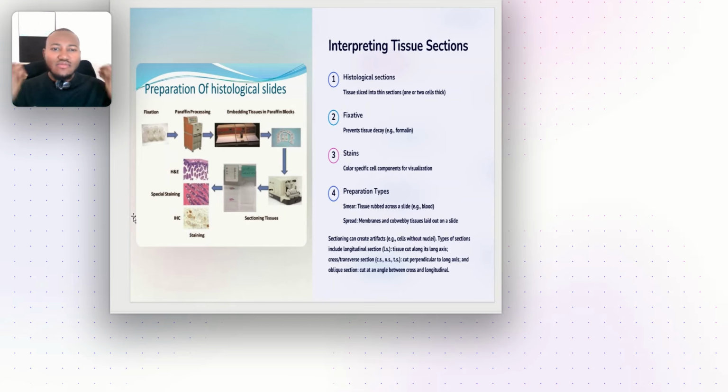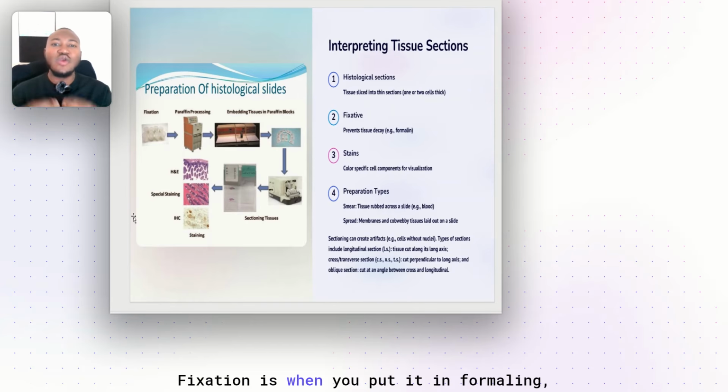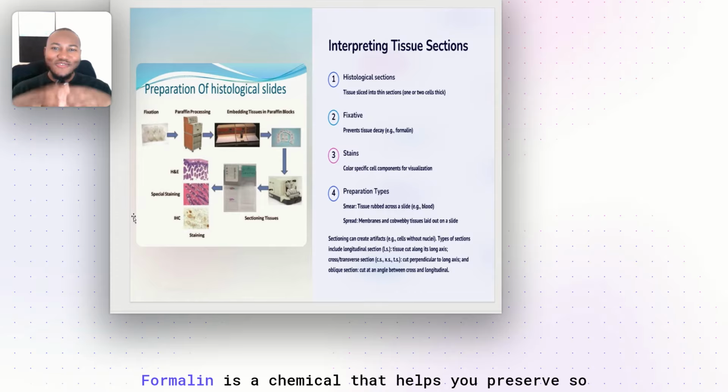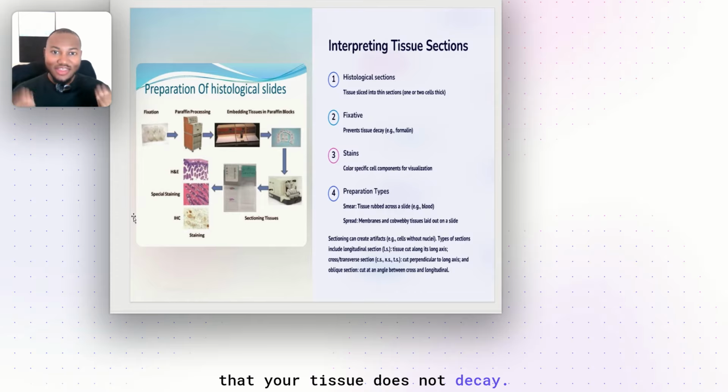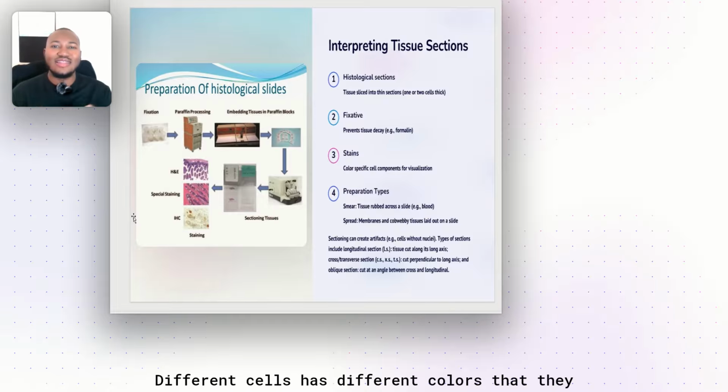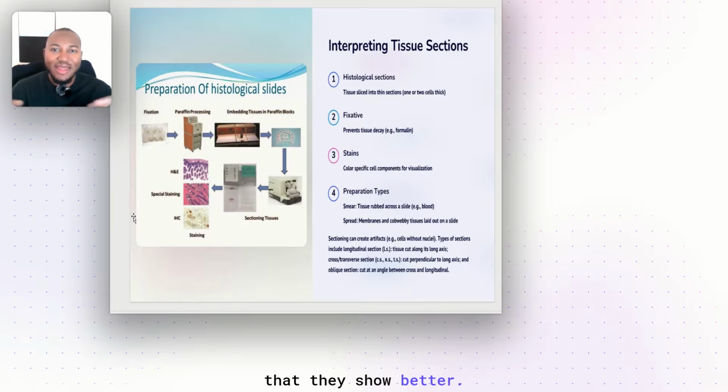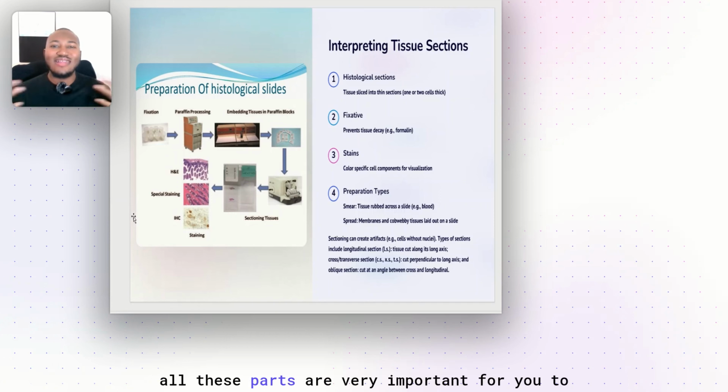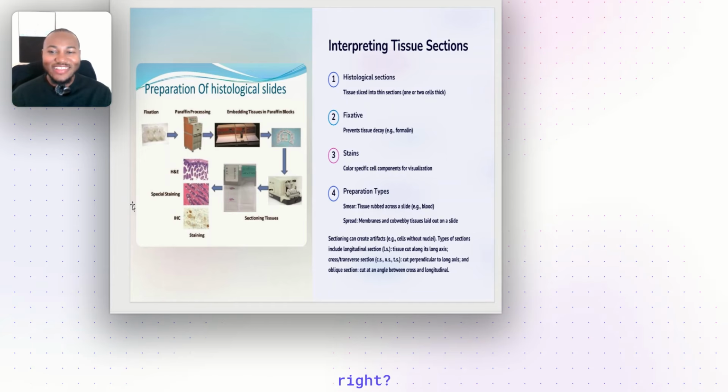Now, after the sectioning, you do what? You fix. What is fixation? Fixation is when you put it in formalin, right? Formalin is a chemical that helps to preserve so that your tissue does not decay. Now, you stain. You understand? Different cells have different colors that they show better. That's for visualization. Then after that, you prepare a smear and you spread. You understand? So all these parts are very important for you to know, right?